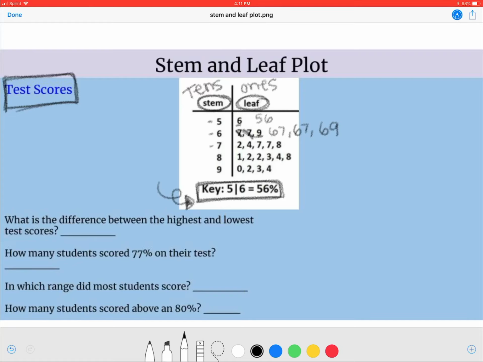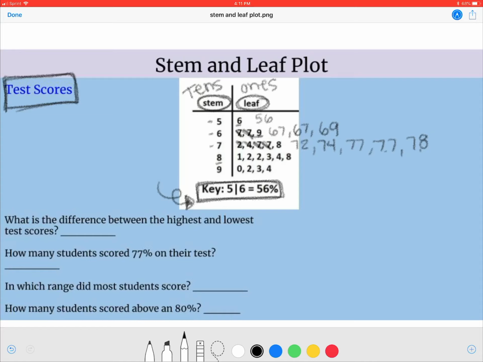Now let's look at the 70s because there's a 7 in the tens place. I have a 7 in my tens and a 2 in my ones. Notice how I'm crossing off to make sure that I have all the numbers. I have a 7 in my tens and a 4 in my ones, making 74. 7 in my tens, 7 in my ones. 7 in my tens, 7 in my ones again, so 2 people made a 77. 7 in my tens, 8 in my ones. So 1, 2, 3, 4, 5 people made a score that was in the 70s.